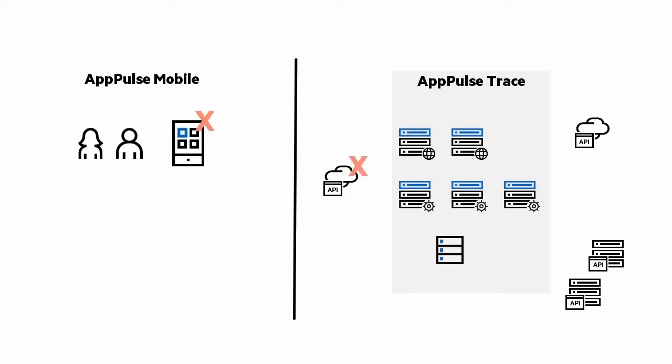But what happens when a mobile app user experiences a problem that is caused by a backend server issue? For example, if a user receives an error message that a service is not available, how can you know which service failed? Since AppPulse Mobile and AppPulse Trace are seamlessly and smartly integrated, you can drill down to AppPulse Trace directly from AppPulse Mobile to find the root cause of the problem. Let's take a look at a sample use case.